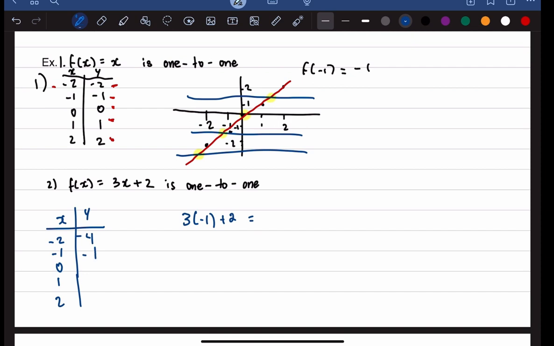And then afterwards, 3 times 0 is 0, plus 2 is just 2. 1 times 3 is 3, plus 2 is 5. And then 3 times 2 is 6, plus 2 is going to be 8. Okay, we can see from here that all these x values have different y values, which makes it 1 to 1. And we can confirm this by drawing a graph.